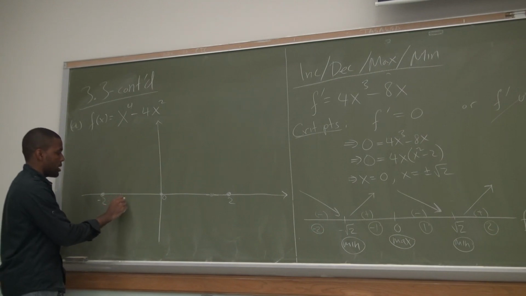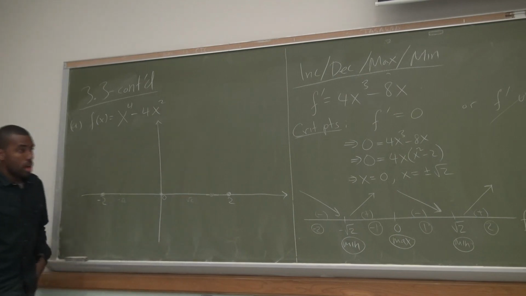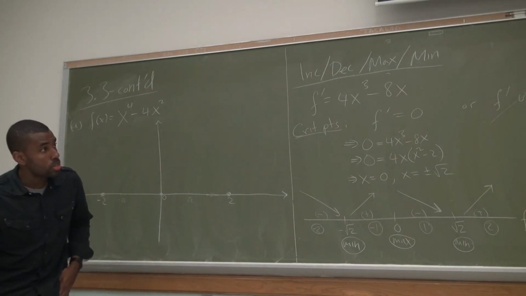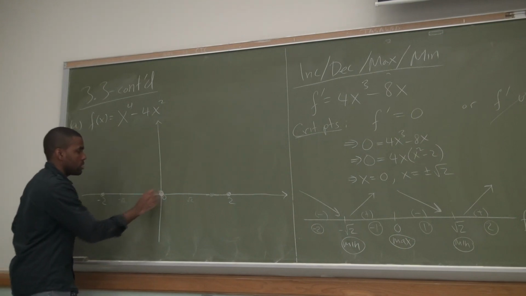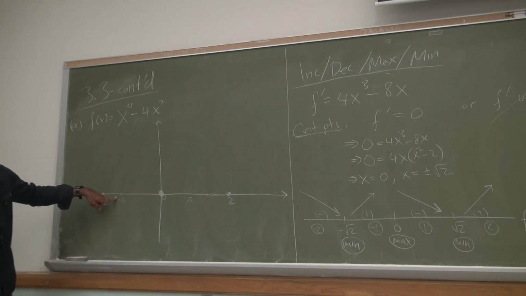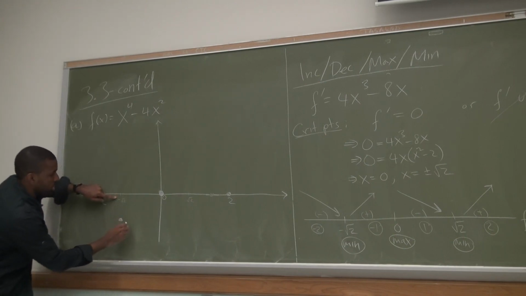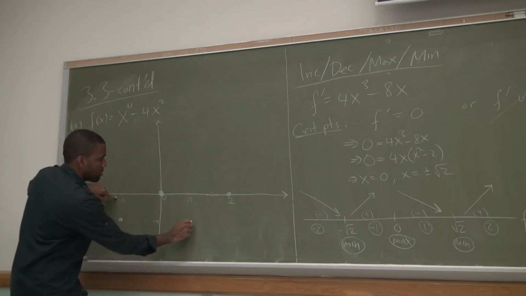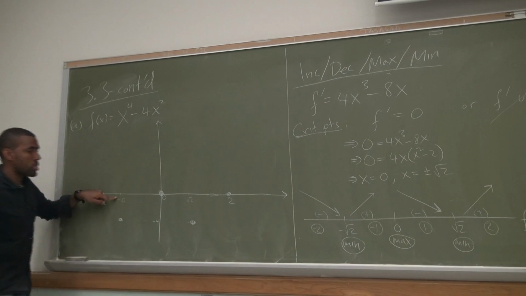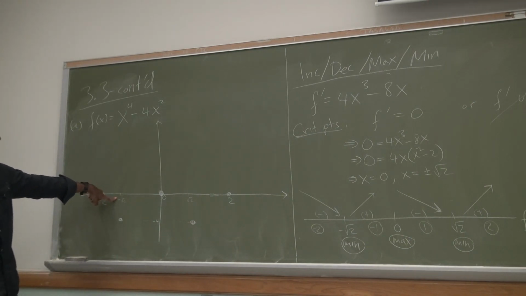So let's put here minus radical 2, put here radical 2, and the coordinates would be what? I know the coordinate is 0. I put minus radical 2, what's the y value? Minus 4. So this is at minus 4. Same thing with positive radical 2. That goes down to minus 4.